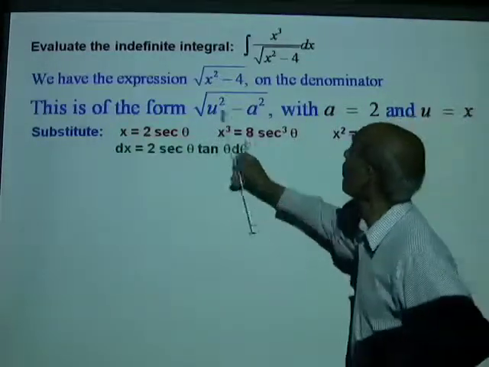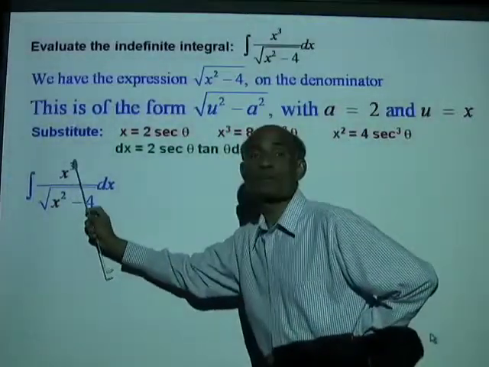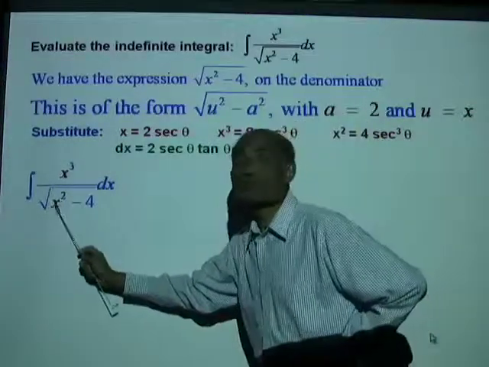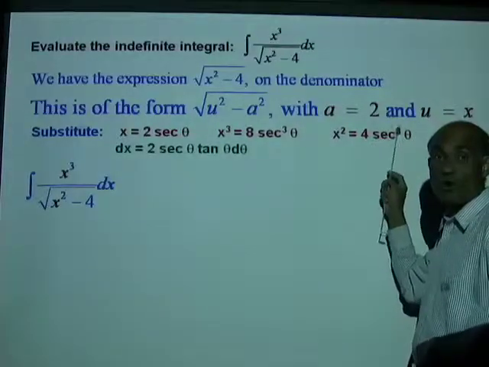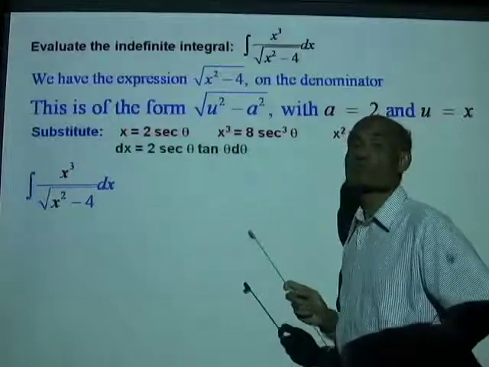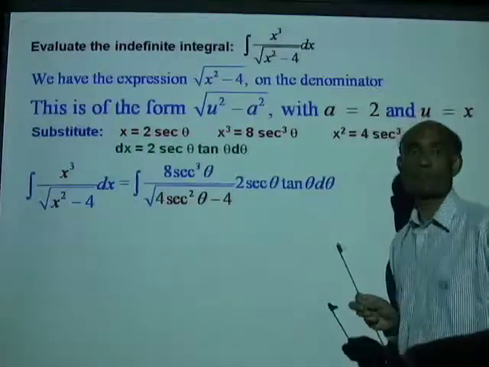Alright, let's take all this into the integral. X cubed is replaced by 8 secant cubed theta. X squared is replaced by 4 secant squared theta. And dx is replaced by 2 secant theta tan theta d theta. There you go.